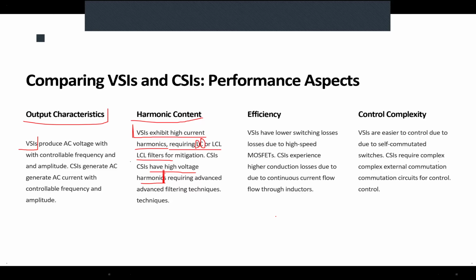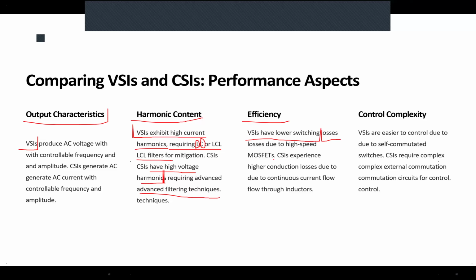Now, CSI would introduce higher voltage harmonics because there is no control over the voltage in the control system of CSI. We are going to talk about that a little bit later. So, in order to manage the high voltage harmonics at the output, you need a more advanced filtering technique, like active filtering.